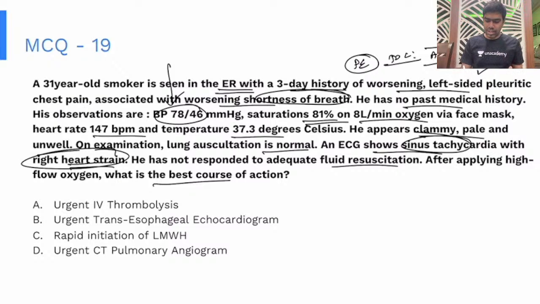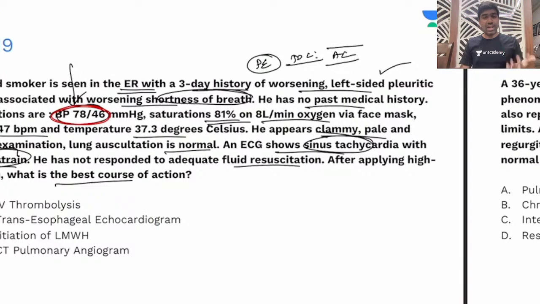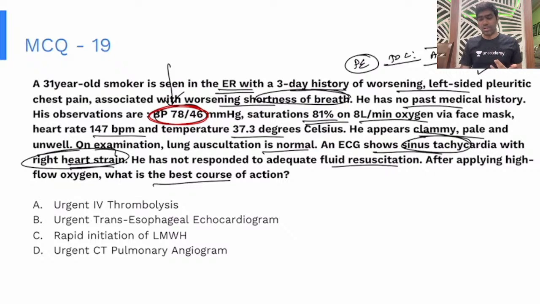But here the patient is hypotensive. So of course anticoagulation is the treatment of choice, I'm not denying that, but here the patient is in shock. If the systolic blood pressure is less than 90 millimeters of mercury in a patient with suspected pulmonary embolism, you have to perform urgent IV thrombolysis. So even though the treatment of choice is anticoagulation in patients with pulmonary embolism, if the systolic BP is less than 90 millimeters of mercury, you're going to perform only urgent IV thrombolysis.